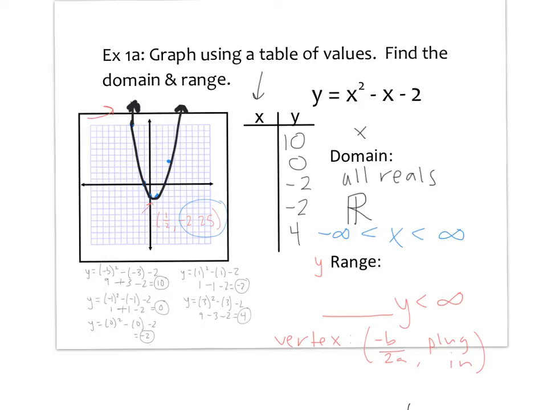So now for our range, we are going to say negative 2.25 is less than or equal to y, which is less than infinity. Because y can be negative 2.25, we saw that with our vertex, but it's strictly got to be less than infinity. And now we have our graph for our quadratic function using a table of values and calculating the domain and the range.